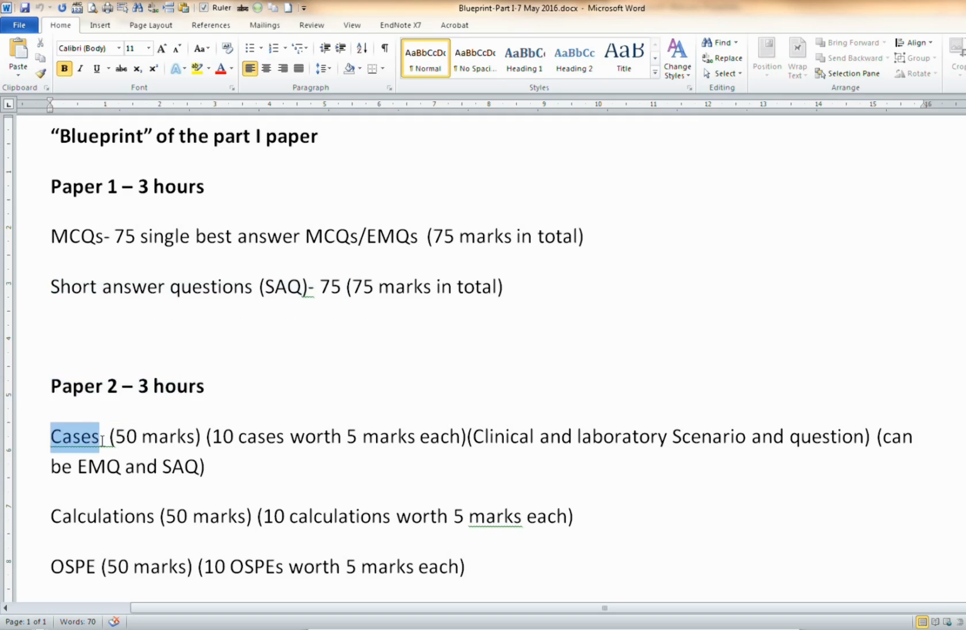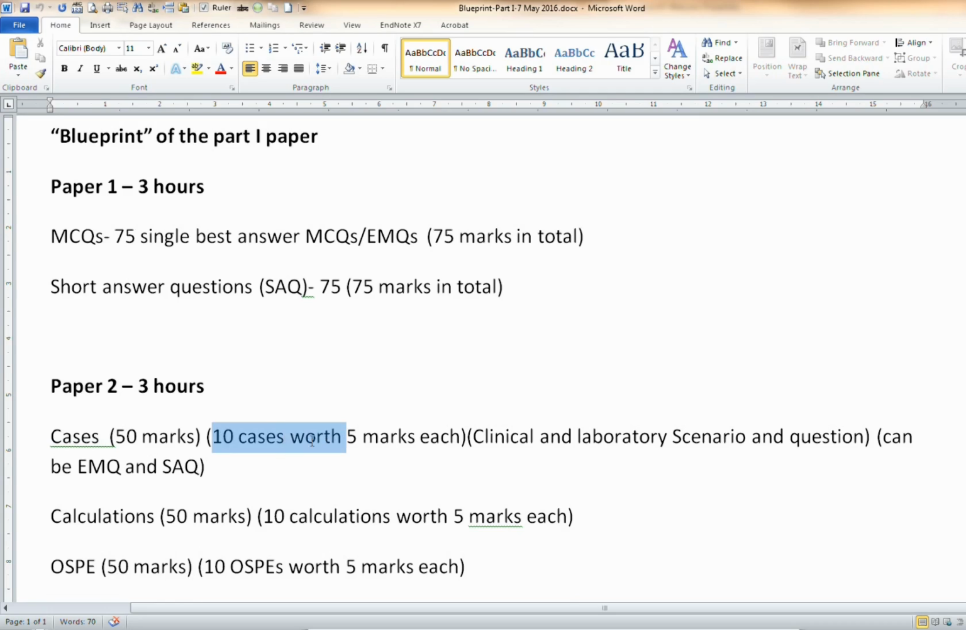Paper 2, 3 hours. It will have cases, calculations, and OSPEs. The cases will be worth 50 marks. Calculations will be worth 50 marks. OSPEs will be worth 50 marks. In other words, a total of 150 marks.